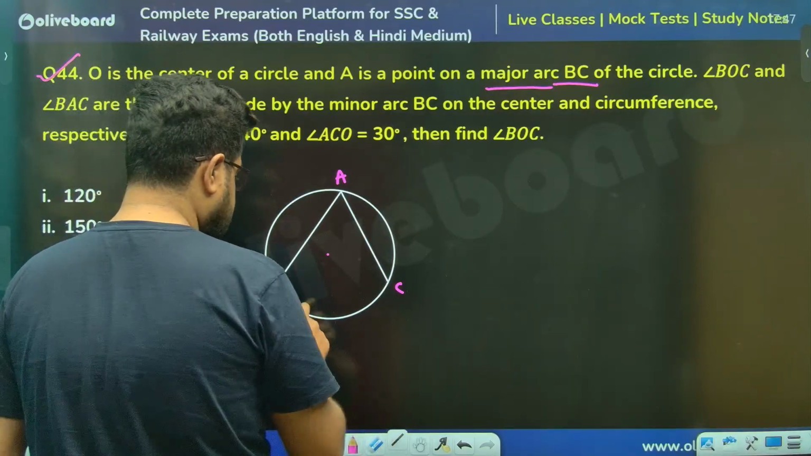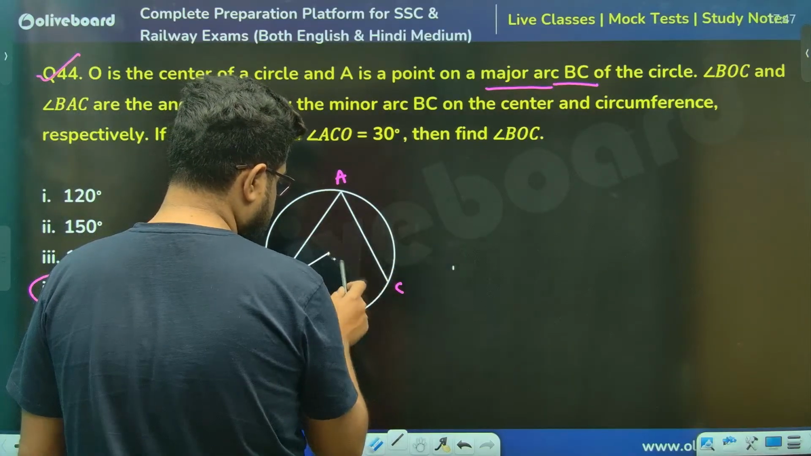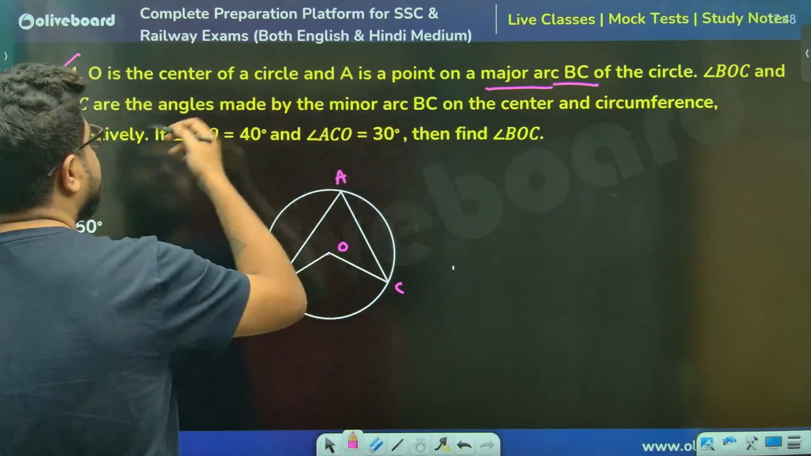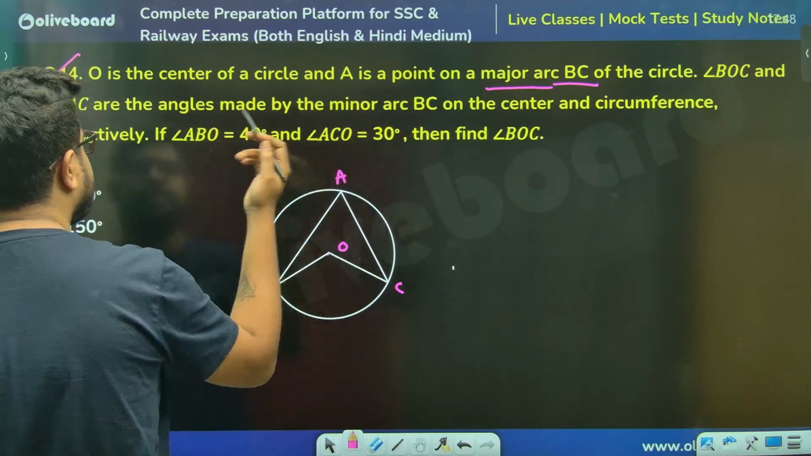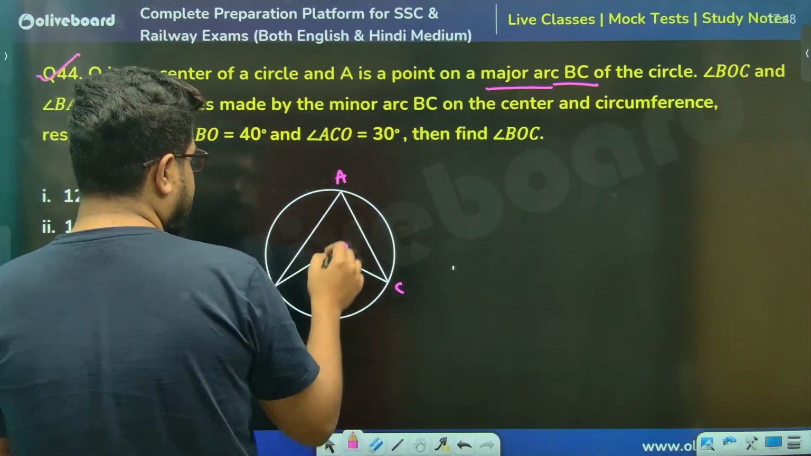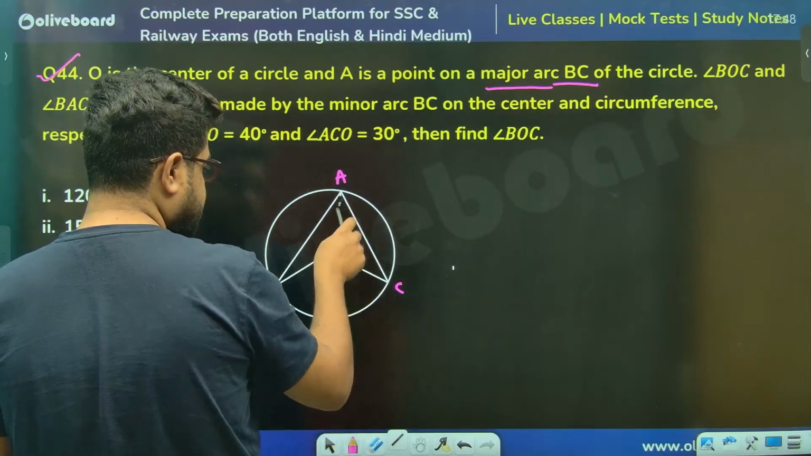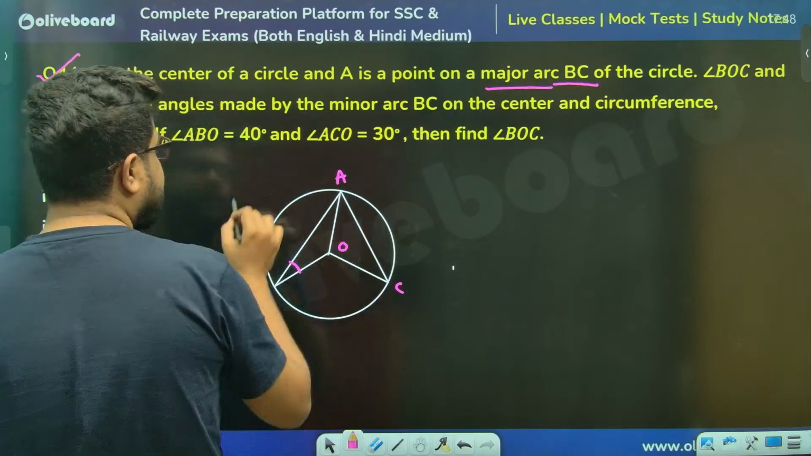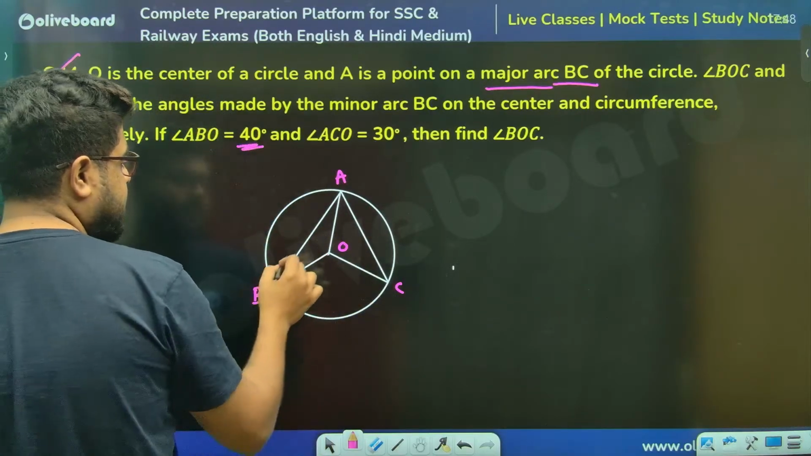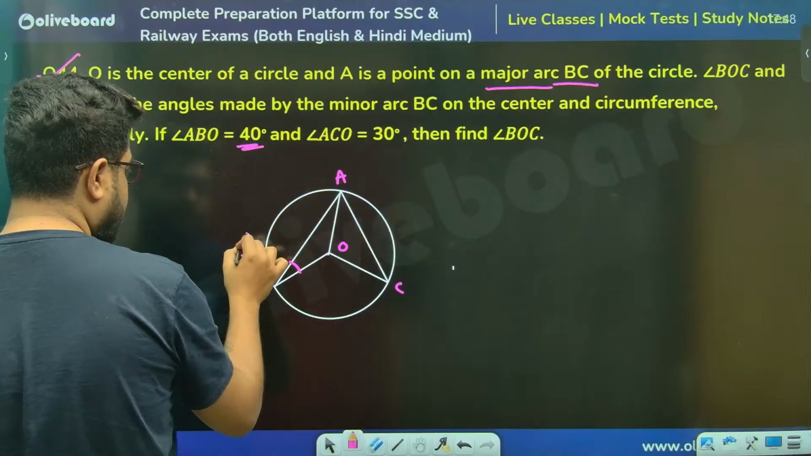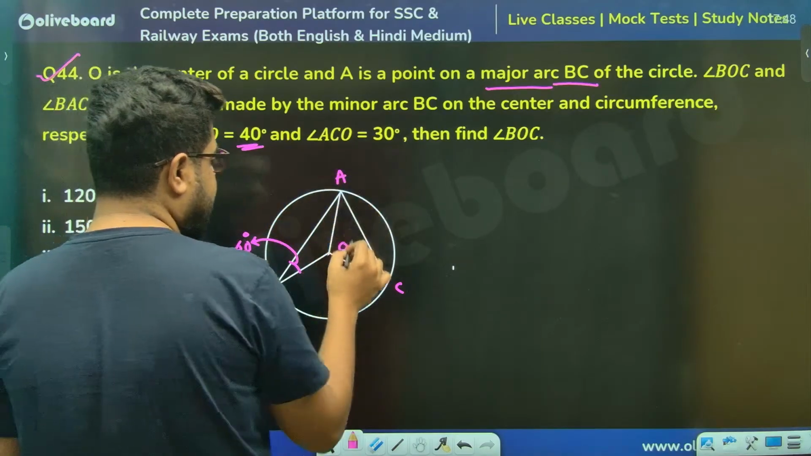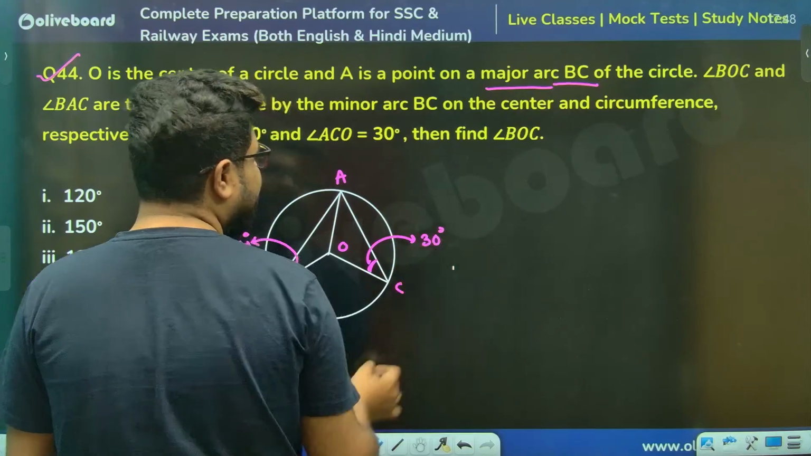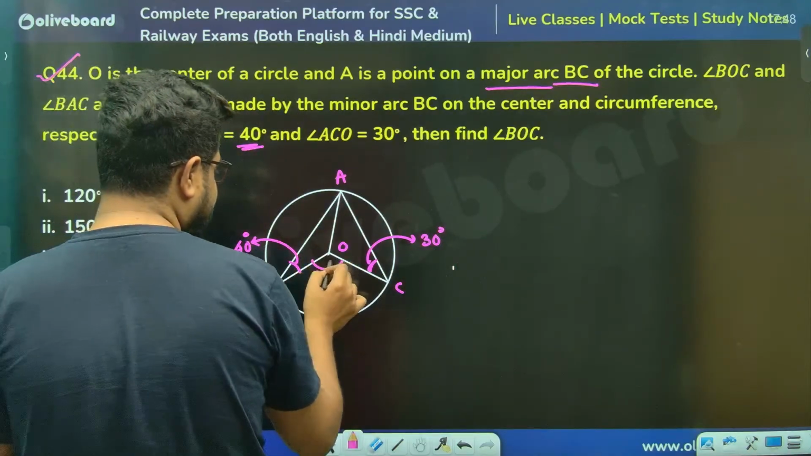So BOC and BAC are the angles made by the minor arc. ABO, this angle, sir, is equal to 40 degrees. And ACO, this one, is equal to 30 degrees. Then find BOC. 140. Yes, that's the answer.